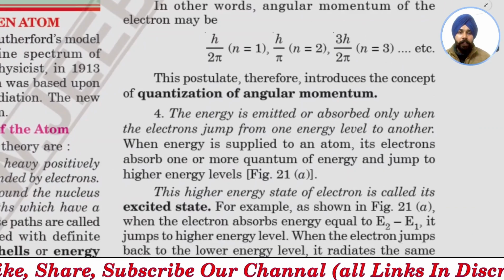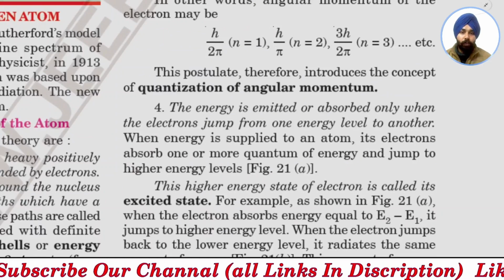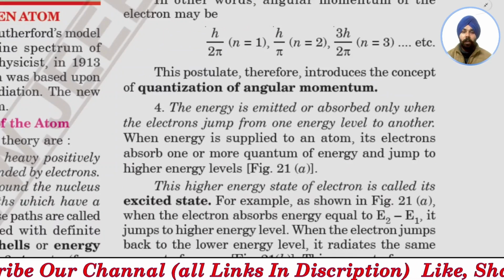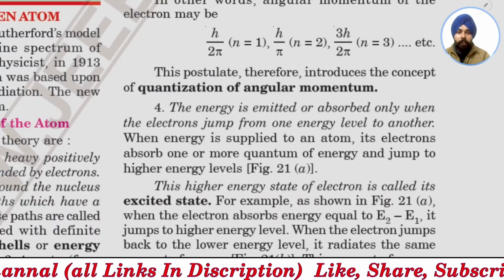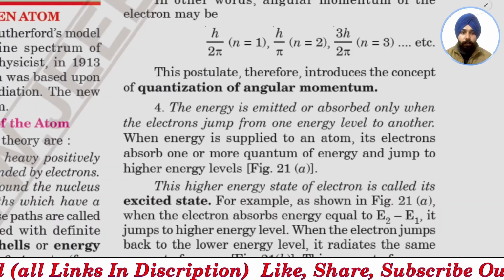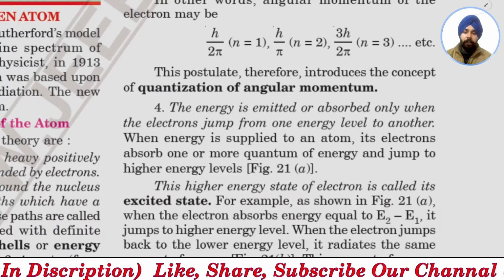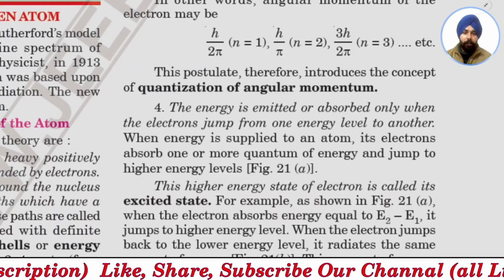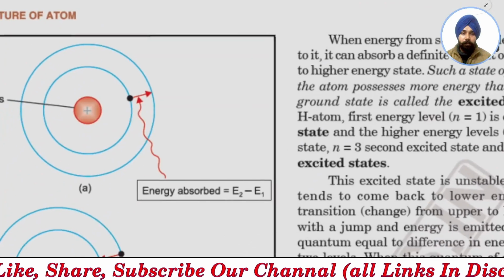Point number 4: the energy is emitted or absorbed only when the electron jumps from one energy level to another. The higher energy state of an electron is called its excited state. The higher the energy, the more excited it is. This is what still applies today in Bohr's model.